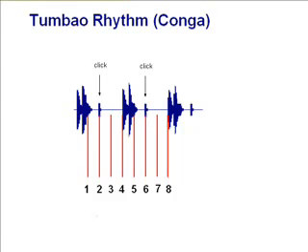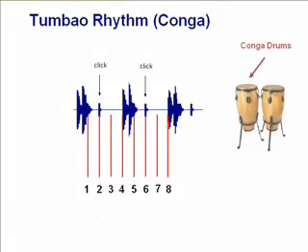Right now you're seeing and hearing the same thing, the tumbao rhythm, which is played on the conga drums. It consists of 2 deep strokes, one right after another, and then a single sharp click, a little bit later. The 2 deep strokes occur between the counts 8 and 1, just before the count 1, or before the counts 4 and 5, just before the count 5.